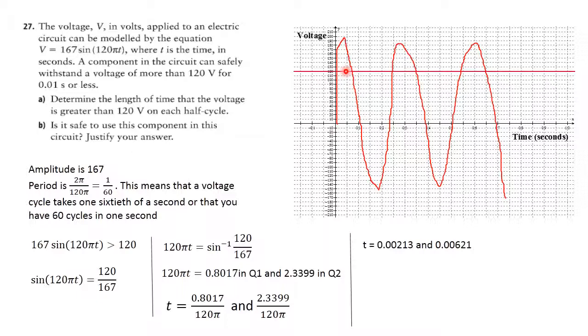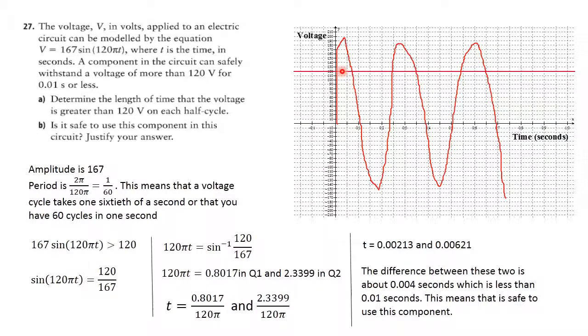So how much time has elapsed between those two? Obviously what we need to do is find the difference between them. The difference between them is 0.004 seconds, which is less than 0.01 seconds. And all that means is that, if we go back to the question, the time is so short that this particular component is going to be safe.